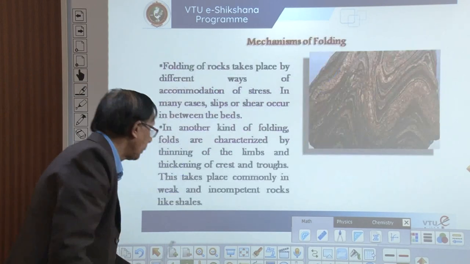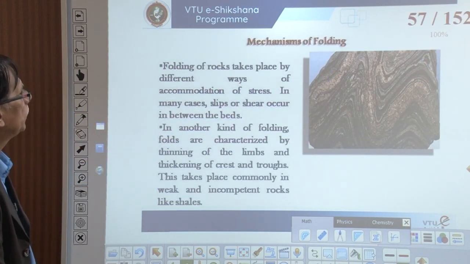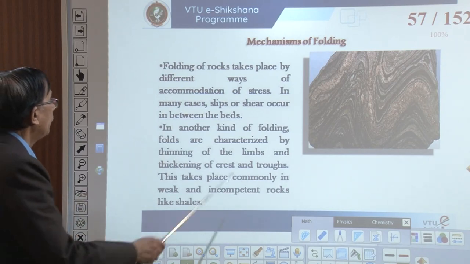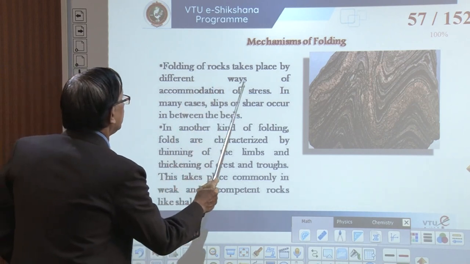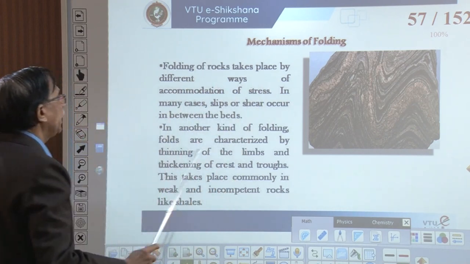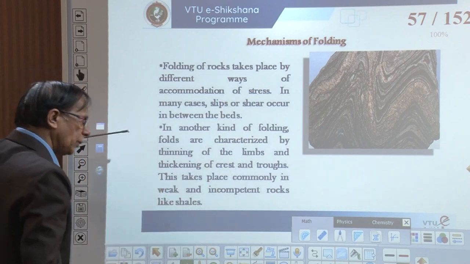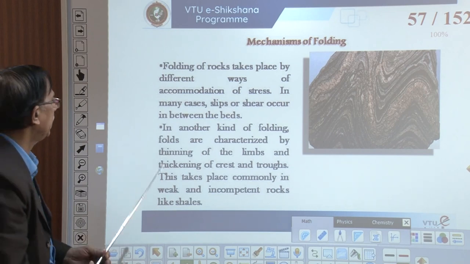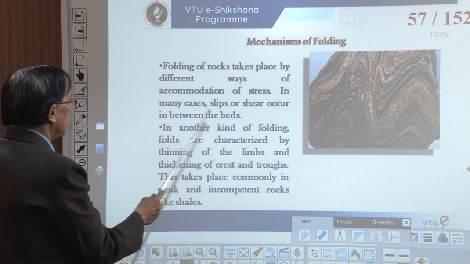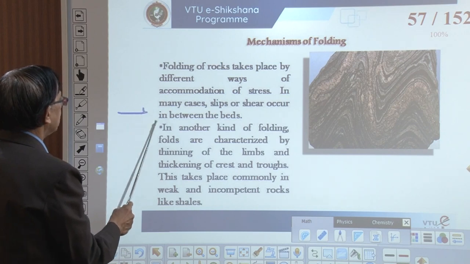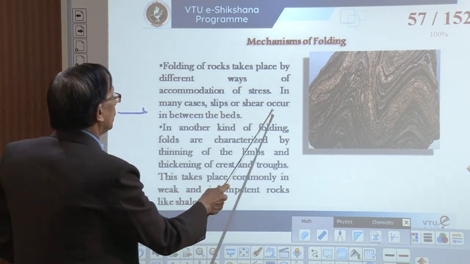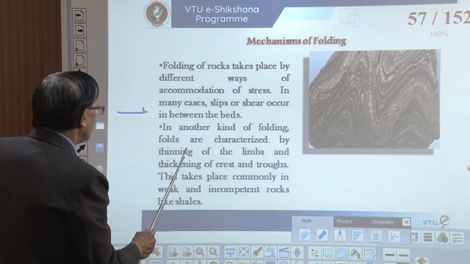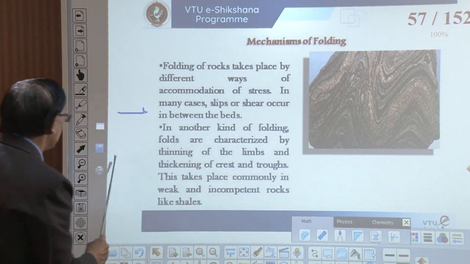So they provide me an insight into how exactly folds are formed. There are several ways by which a fold can be formed. It can take place by different ways of accommodating the stress. When force is applied, how do they respond to the stress or force, how do they accommodate? Sometimes, if pressure is applied, they slip. Slip is one, or shear is one way. In another kind of folding, folds are characterized by thinning and thickening.